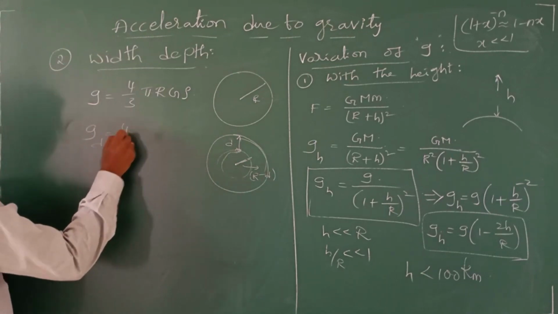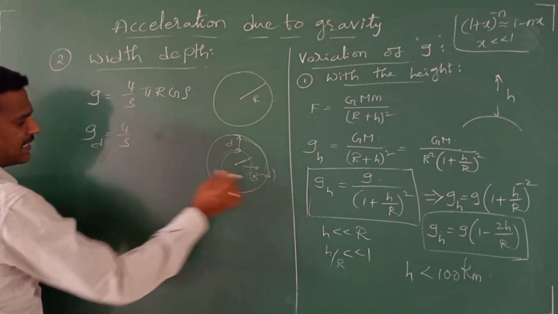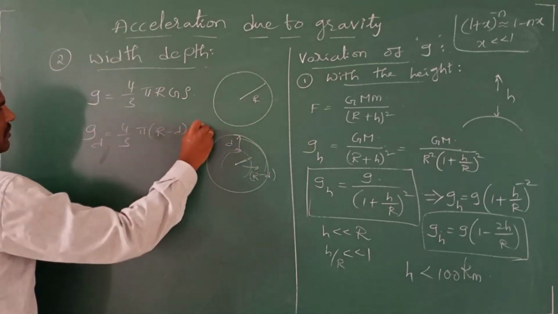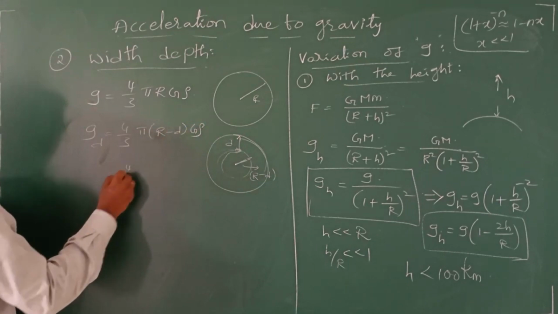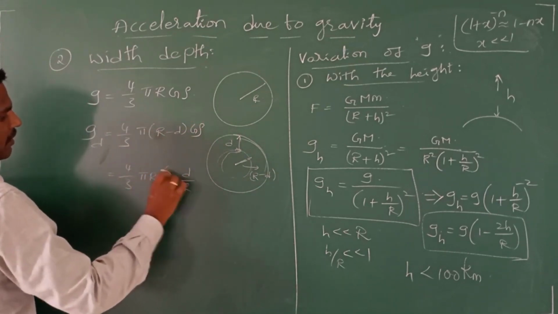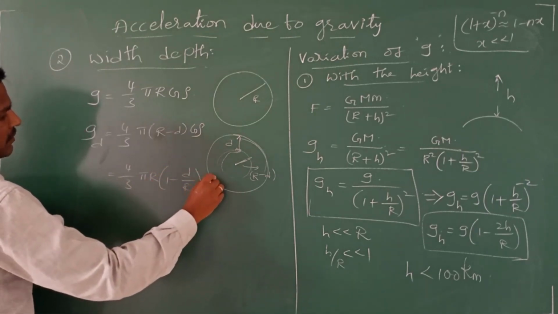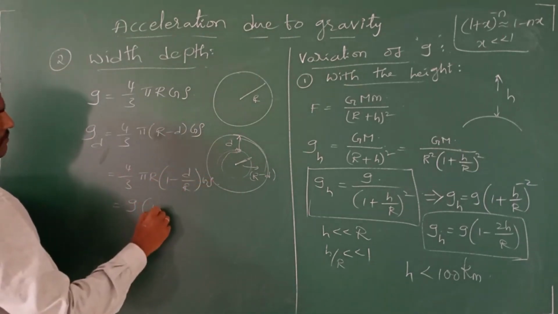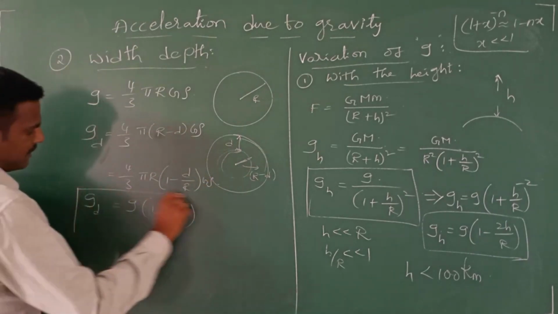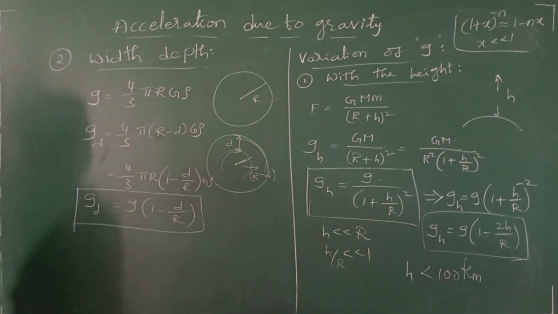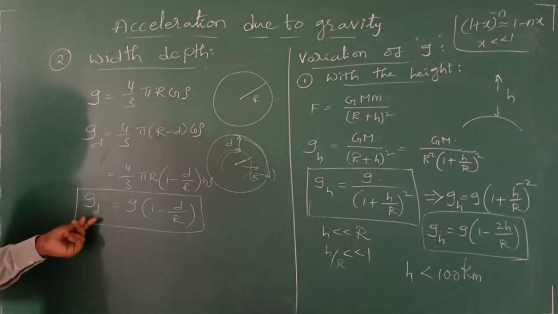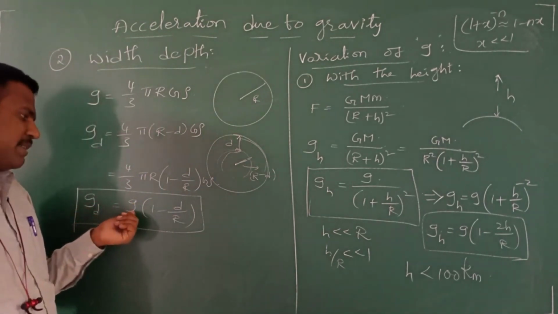g at d will be nothing but 4 by 3 pi G rho times the radius. For this sphere, what is the radius I told? R minus d. So in the place of r, we write R minus d. So 4 by 3 pi R into 1 minus d by R into G into rho. So therefore what will we get? g times 1 minus d by R. This is the acceleration due to gravity at the depth d. The earlier one was the acceleration due to gravity at the height h, and this is the formula for acceleration due to gravity at the depth d, given by g times 1 minus d by R.